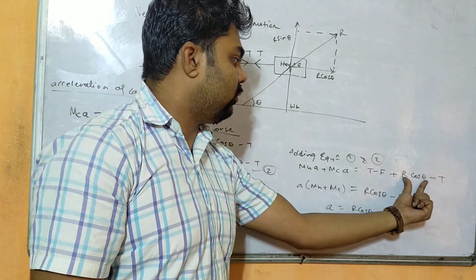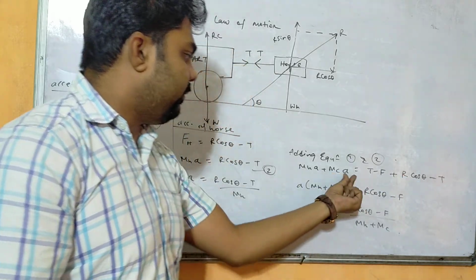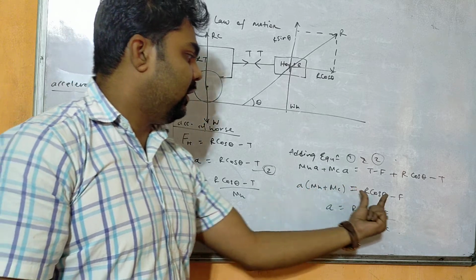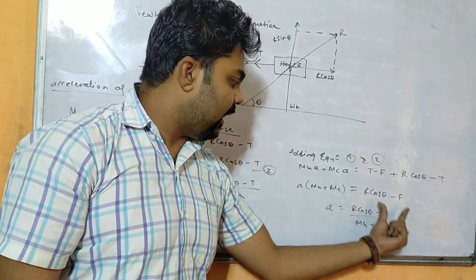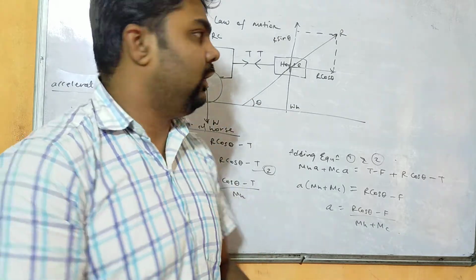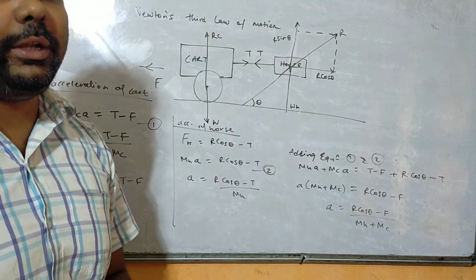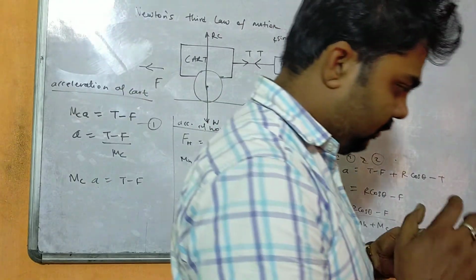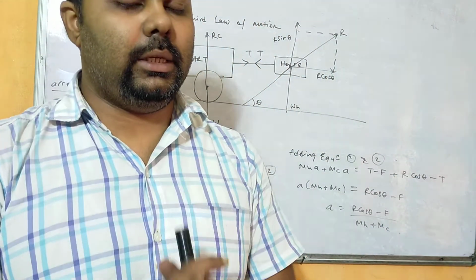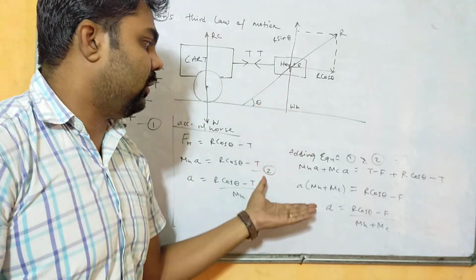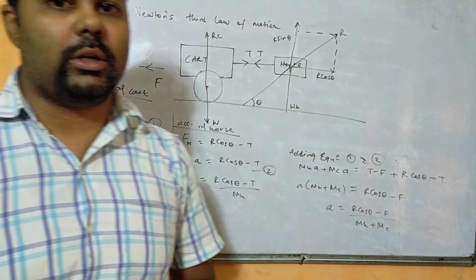So what do we get here? R cos theta minus F, and if I take the acceleration common, I get R cos theta minus F divided by mh plus mc. This is the net acceleration acting on both cart and horse. Though this topic is not included in the syllabus, I think a few questions might come from here because it is related to Newton's third law of motion.